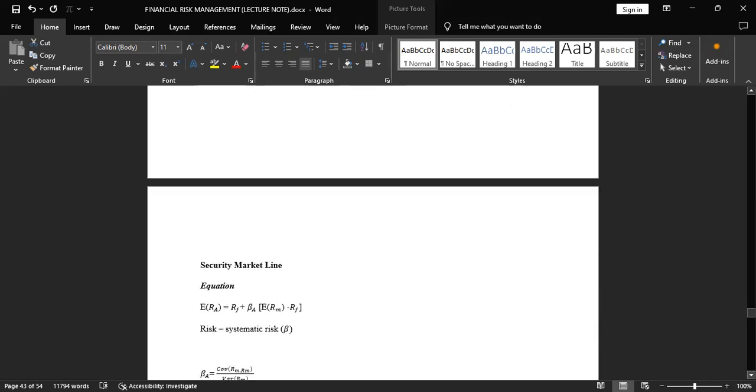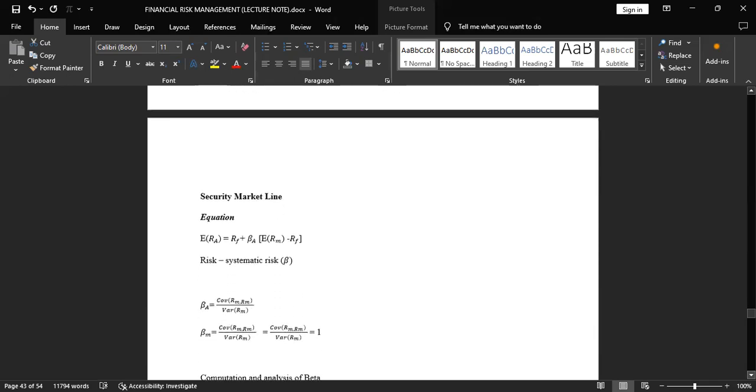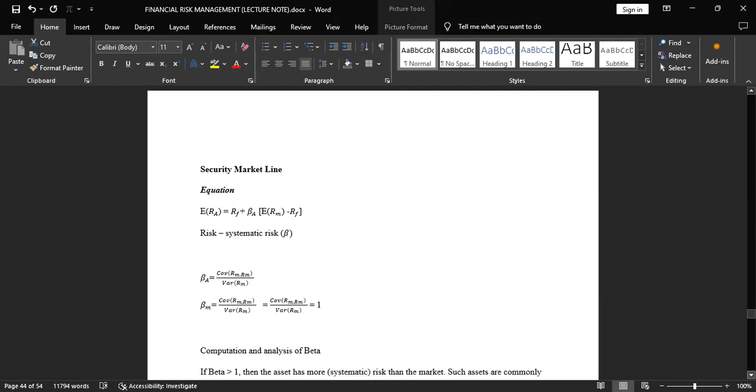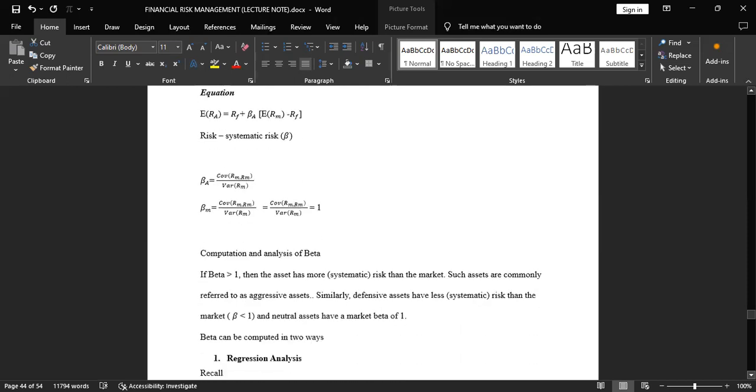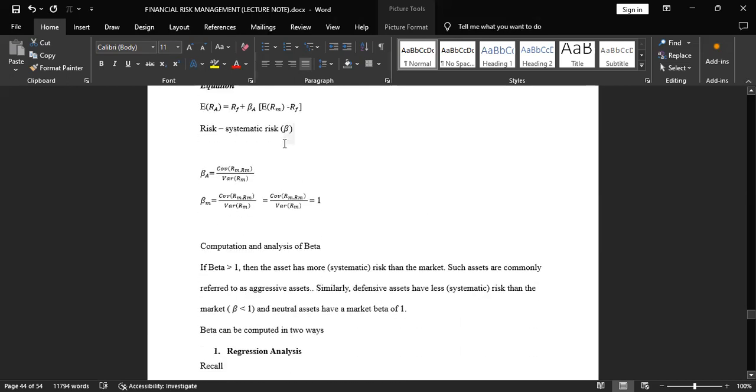Then we have the security market line, so our concentration will be on the security market line. In the security market line, we have the expected return, and the formula is the risk-free rate plus beta times the bracket expected market return minus the risk-free rate. This difference is called a premium. Then beta is the systematic risk.